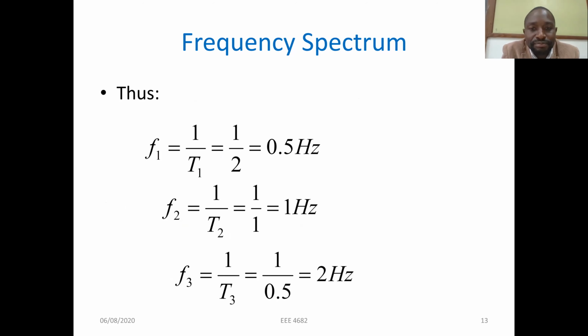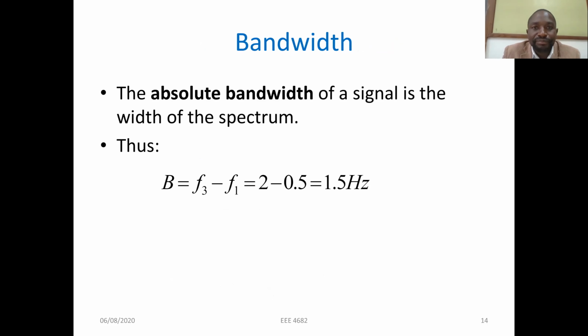So the frequency spectrum for such is basically a range from 0.5 to 2 Hz. So it's basically from F1 to F3 that gives you the spectrum. It's a range of frequencies that are available for communication purposes.